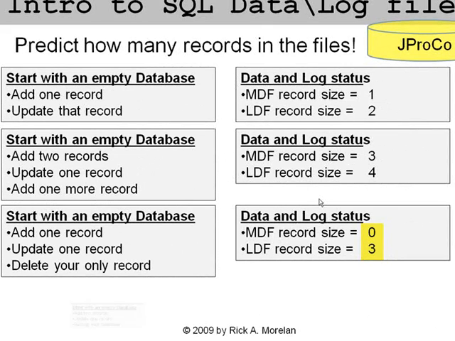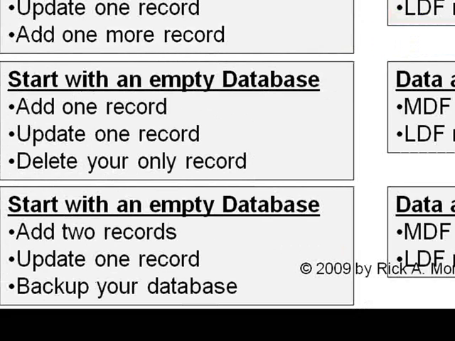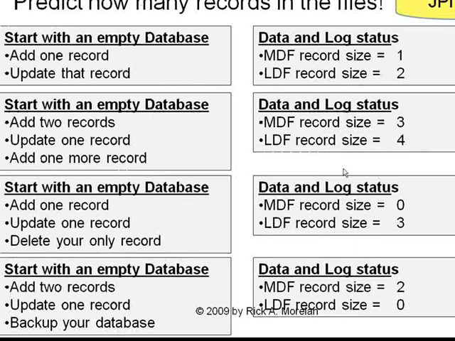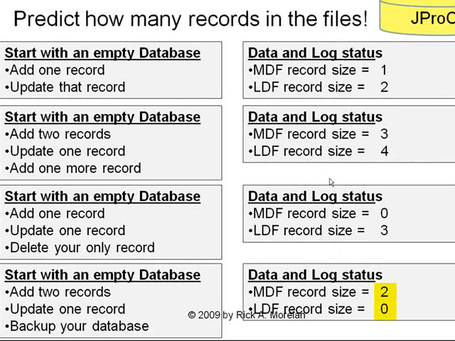All right, let's start with an empty database, add 2 records, update 1 record, and then back up your database. Well, that means you have 2 records in your data file and no records in your log file because all of the changes went to the backup.